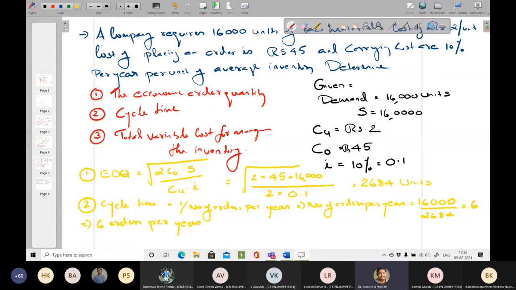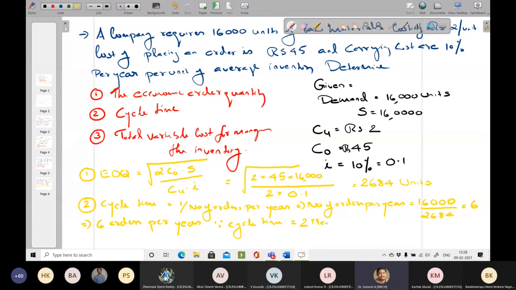Therefore, what will be the cycle time? You have to place orders of 2,684 units every 2 months. Per year you have to place 6 orders. So every 2 months you have to place an order, and the order quantity, the economic order quantity, will be 2,684, so that your total cost will be minimum. So that will be 2 months.